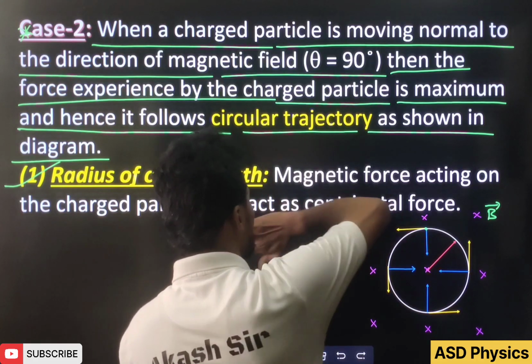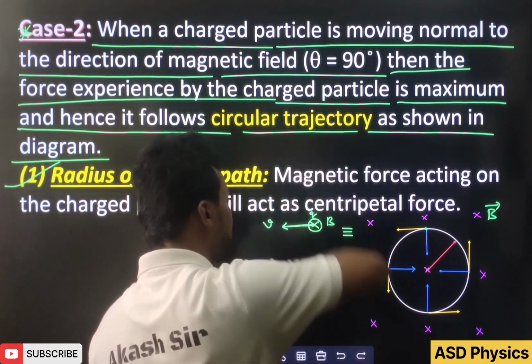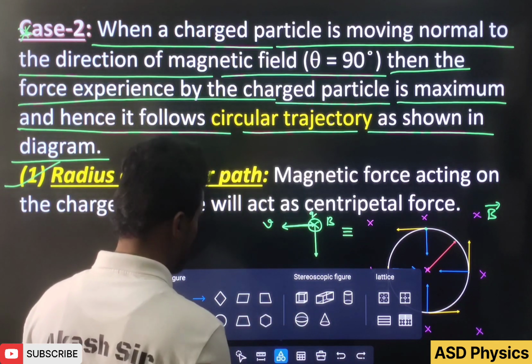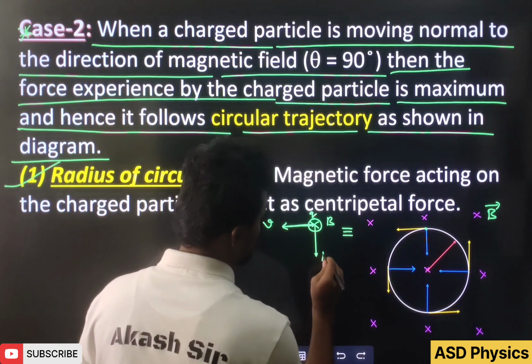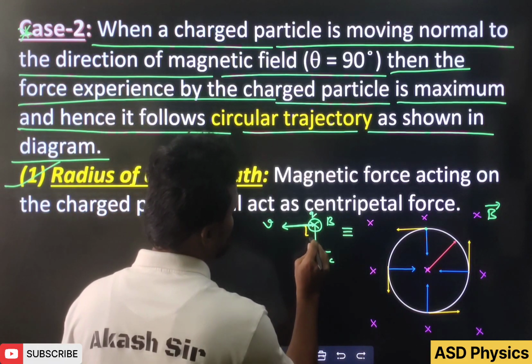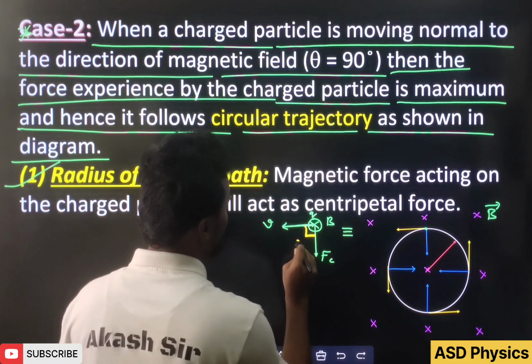So see like this. V this side, B inside. So V to B means thumb is going in which direction? Downward direction. See, downward direction here. So this will be the force. You can see very well, students, the angle between velocity and the force, how much here? 90 degree.